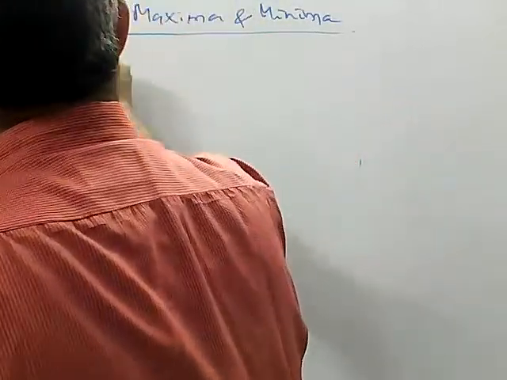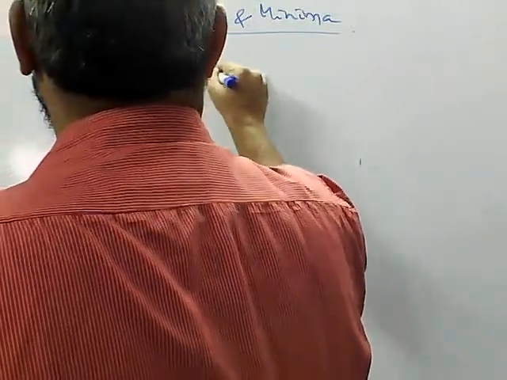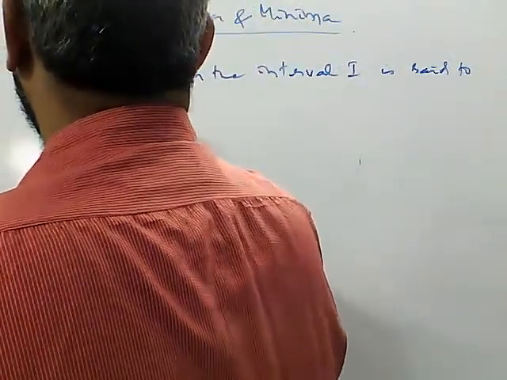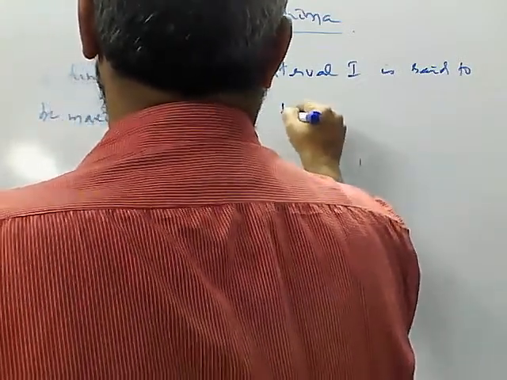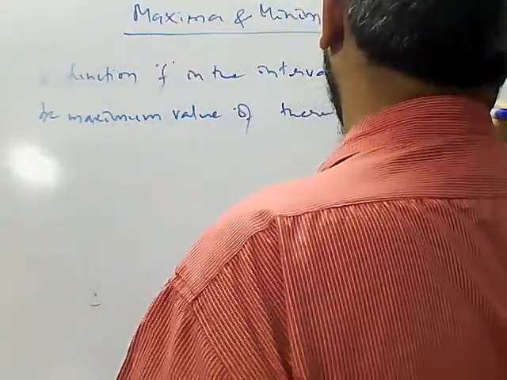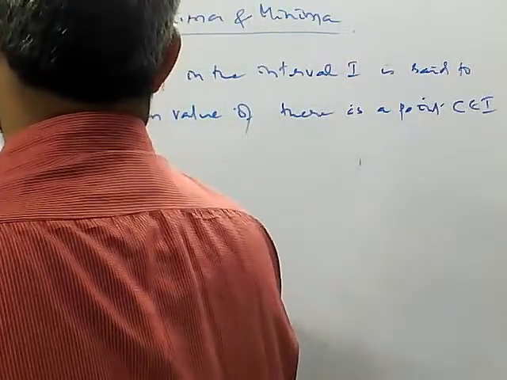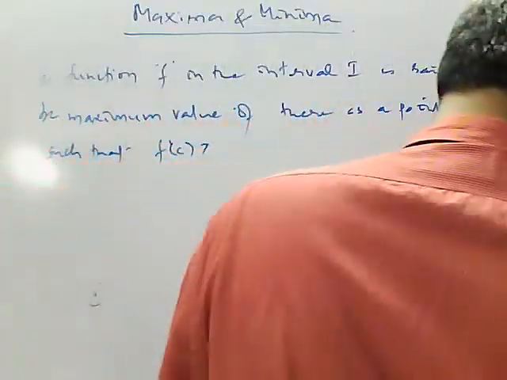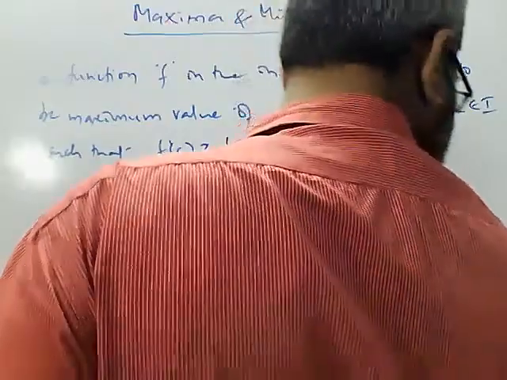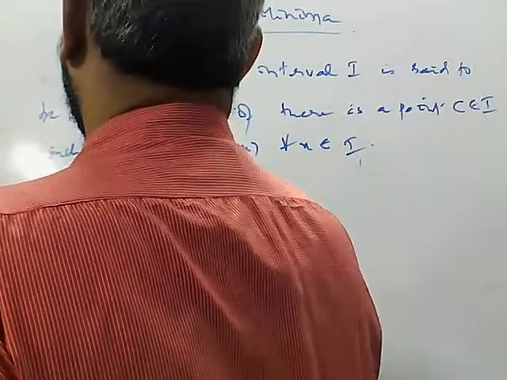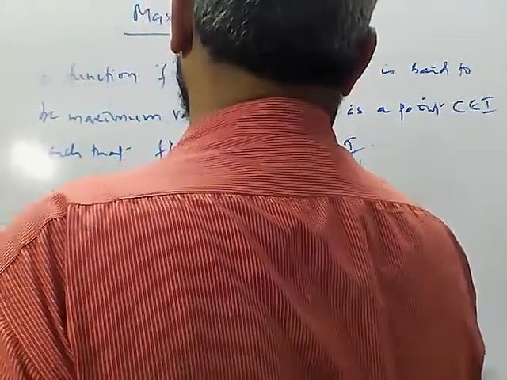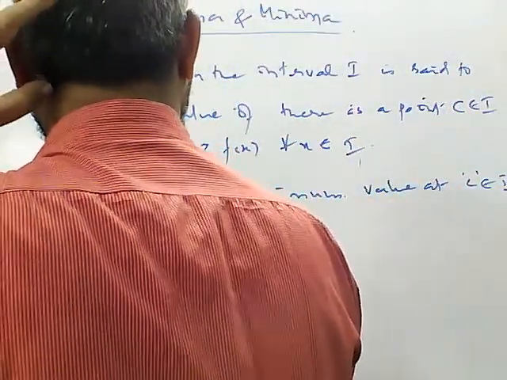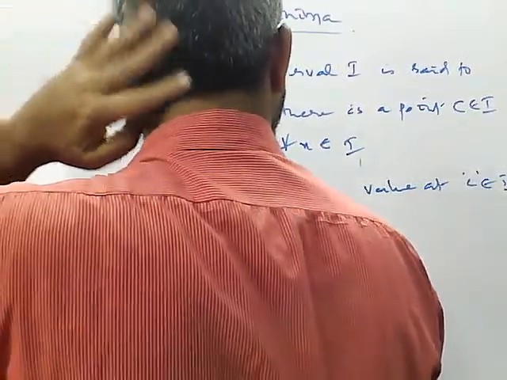Okay. A function f in the interval I is said to have maximum value if there is a point C belongs to I such that f of C is greater than f of x for all x belongs to I. Similarly, f of x has minimum value at C belongs to I if f of C is less than f of x for all x belongs to I.